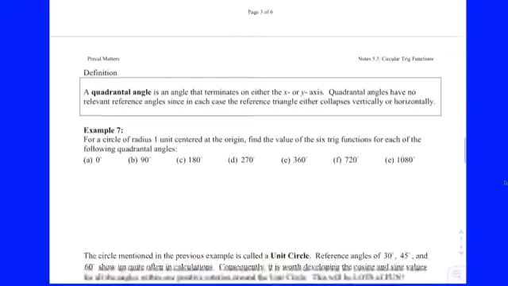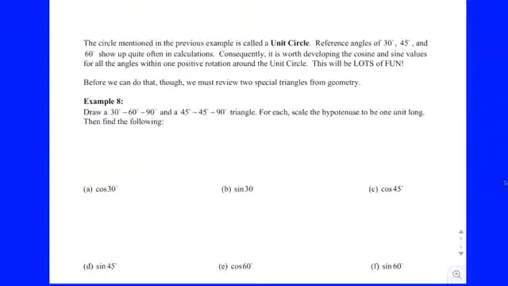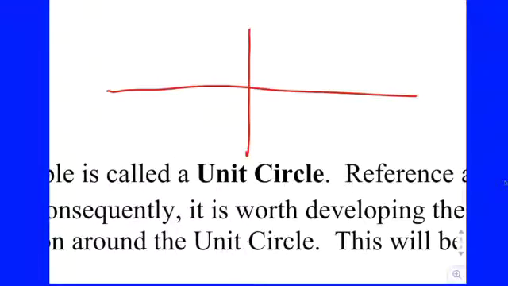So to jumpstart the unit circle, we are going to actually jump down to example 8, okay? The circle mentioned in the previous examples, which we've actually skipped, is called the unit circle. So very quickly here, unit circle is made up of two words, unit and circle, okay? You know what circle means, right? Round. And unit means measure of length. So a unit circle is essentially a circle that is centered at the origin, okay?